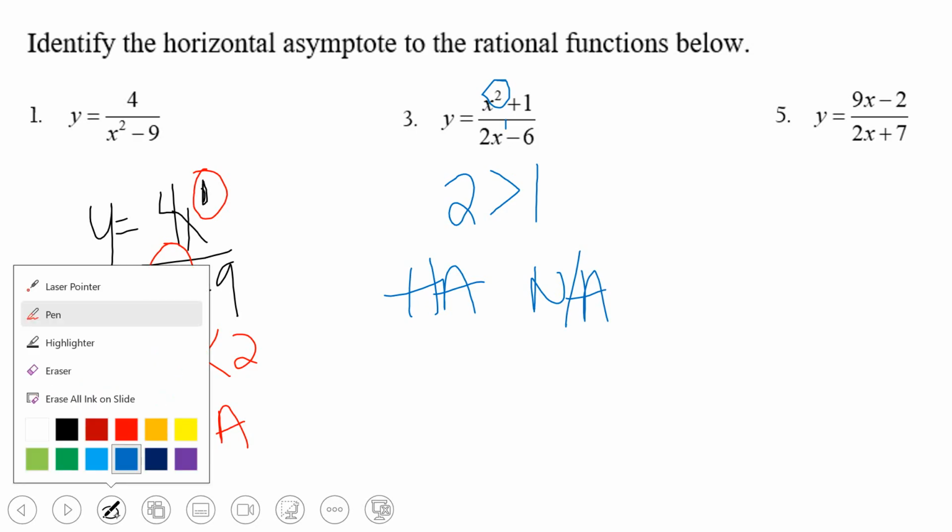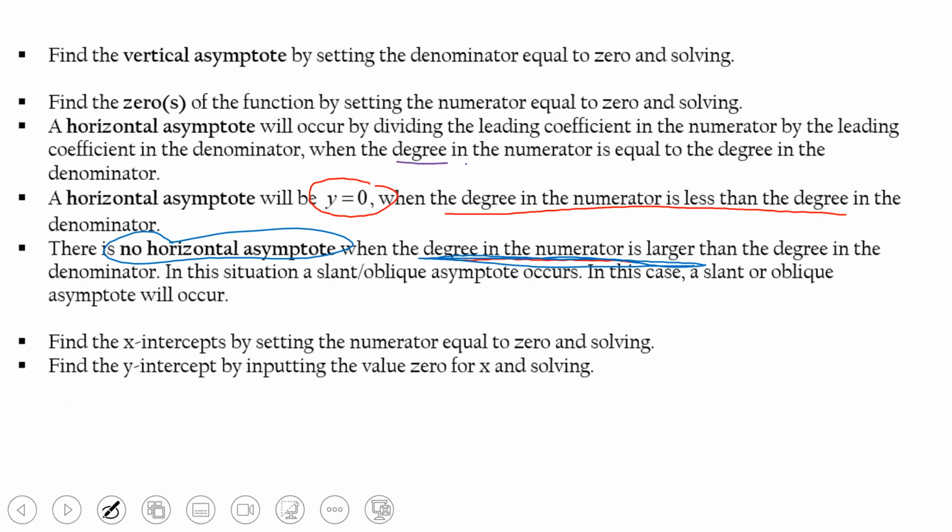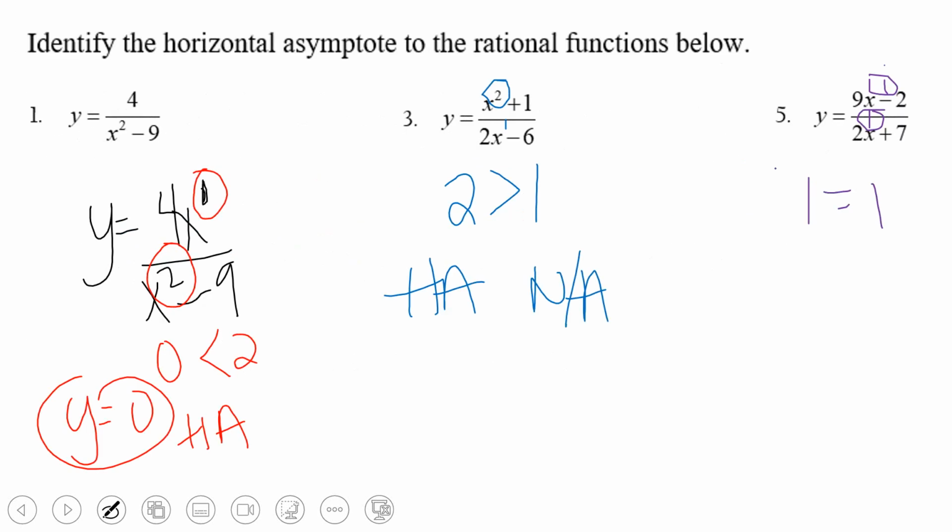Let's look at example number 5. Here we can see a degree 1 and also a degree 1. So 1 equals 1. When the degree in the numerator is equal to the degree in the denominator, we find the asymptote by identifying the leading coefficients. The leading coefficient in the numerator is 9, and the leading coefficient in the denominator is 2. It's those values in front of the x to the first in the numerator and the x to the first in the denominator. So we're going to create a ratio of this. y equals 9 over 2. And that's equivalent to 4.5 if you prefer to write it in decimal form.